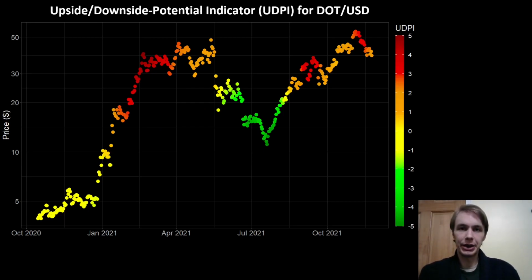Today I want to talk about DOT and what our risk indicator is making of DOT's recent price action and what that might mean in the context of the Parachain auctions that Polkadot is currently going through.